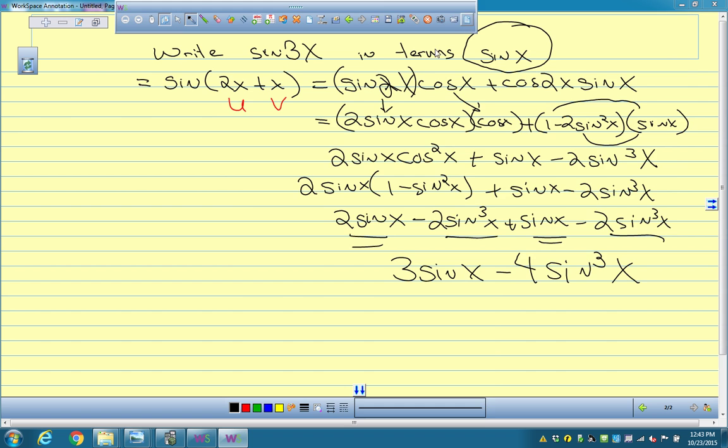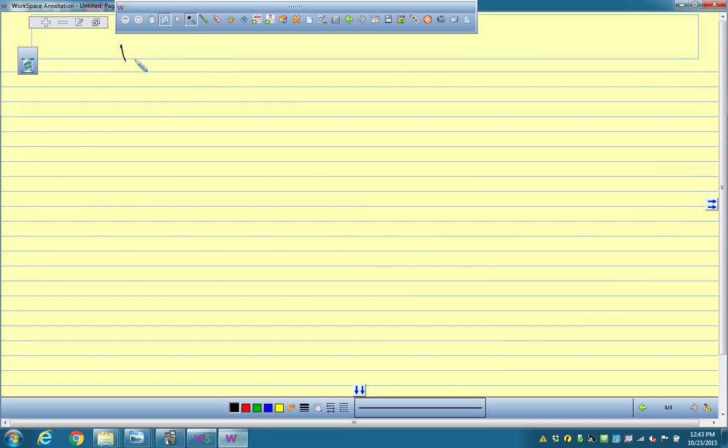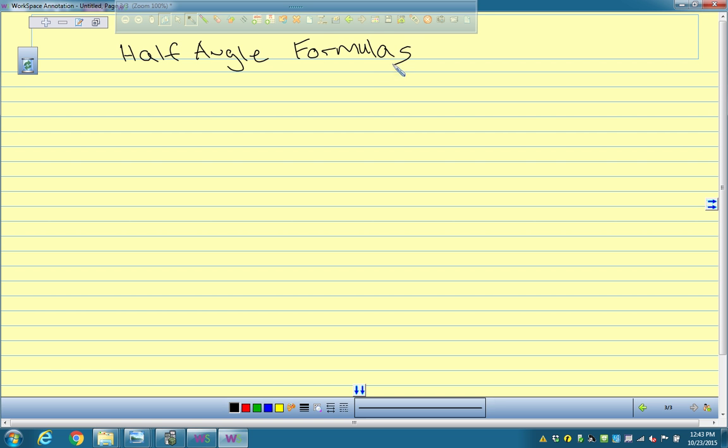Sorry. So the next thing is called the half angle formulas. The half angle formulas are derived from the double angle formulas. Instead of calling it 2u, they call it u, and then you divide it by 2, and you end up with these formulas.